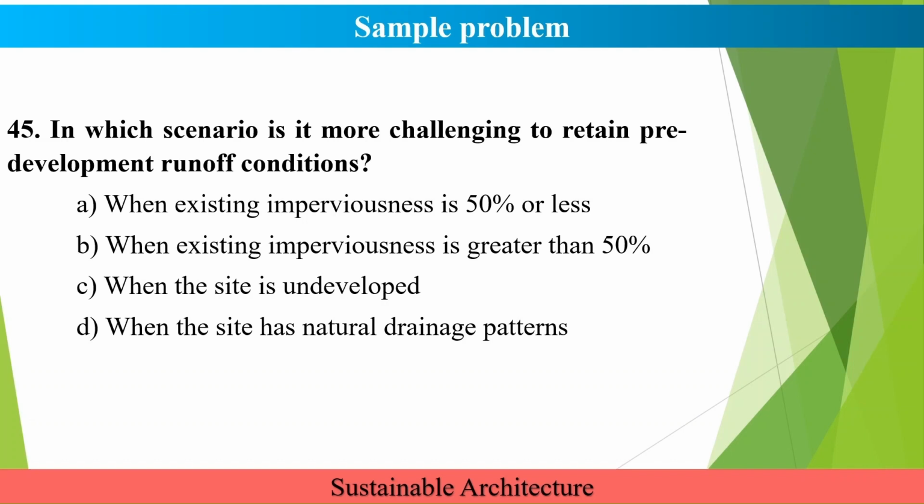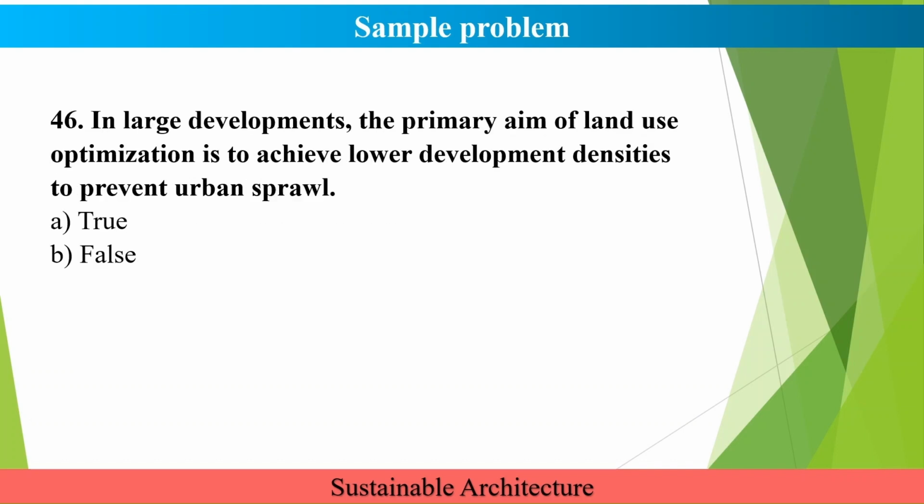Let's move to the next question, question number 46. Here is question number 46: in large developments, the primary aim of land use optimization is to achieve lower development densities to prevent urban sprawl.